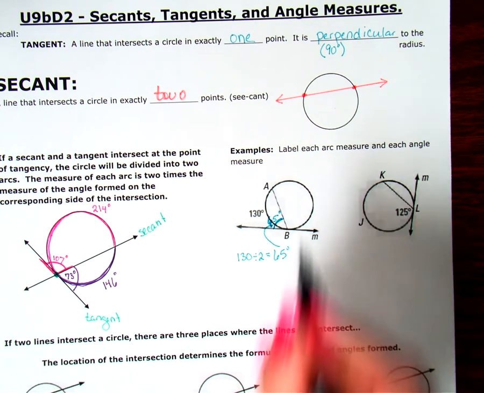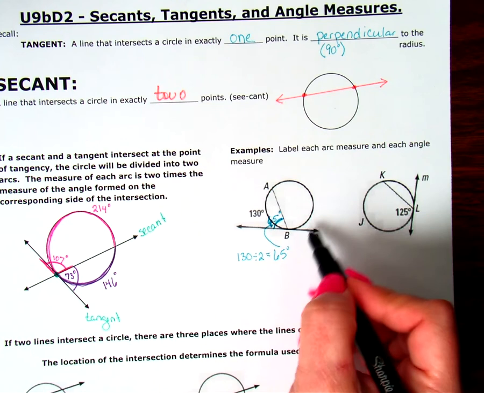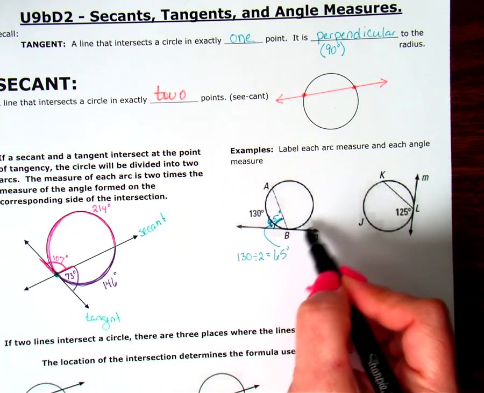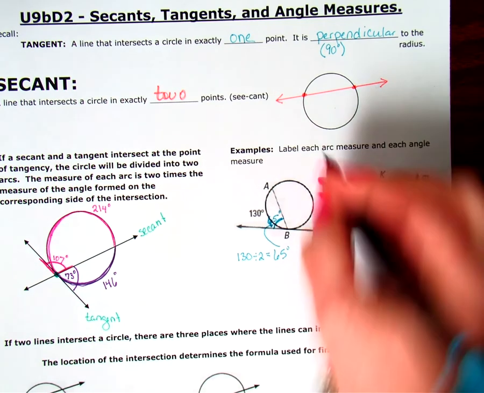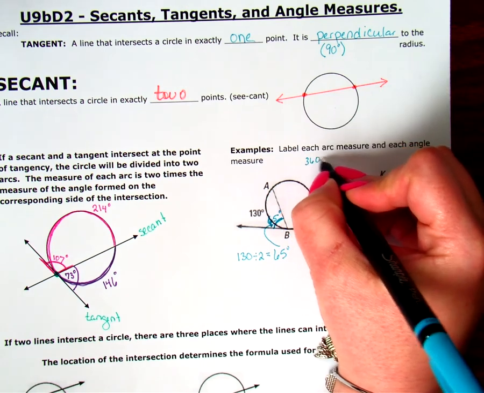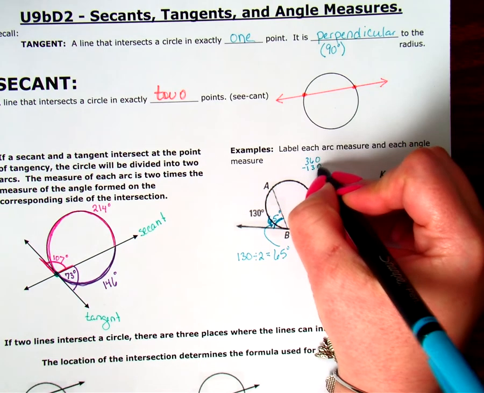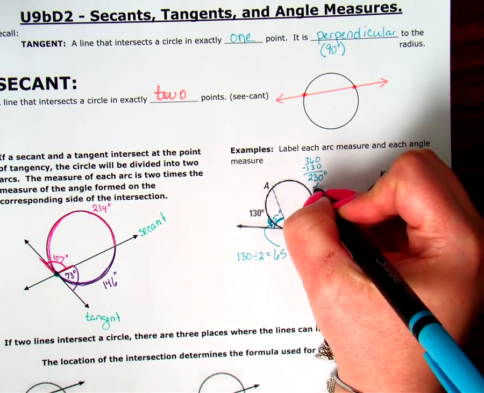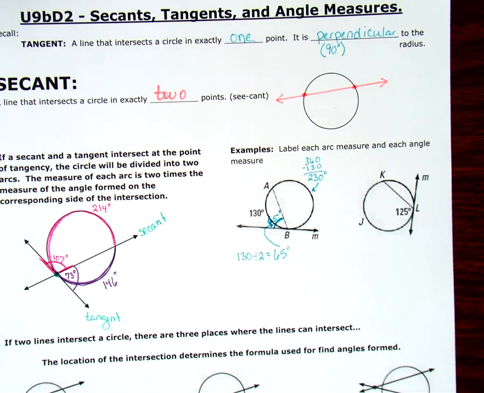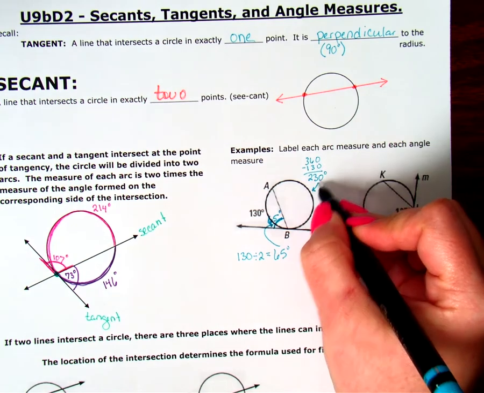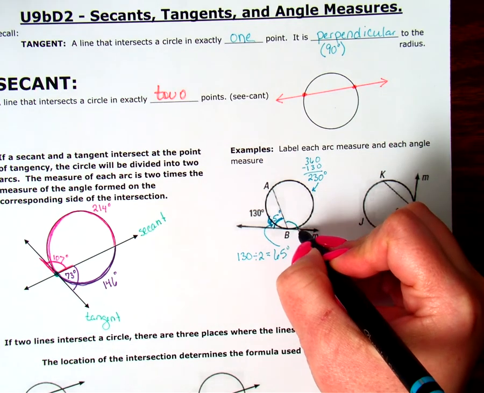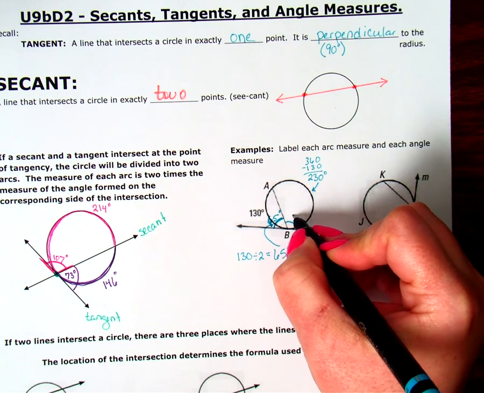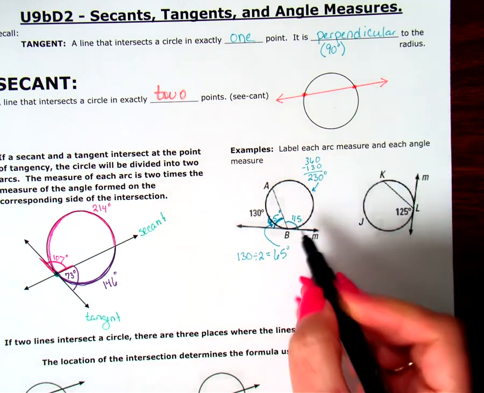Then I have two options to find either this angle or this arc. I could subtract the 130 from 360. When I do 360 minus 130, I get 230. So that is the arc there. And then if I divide this arc in half, it's going to give me this angle, which will be 115.